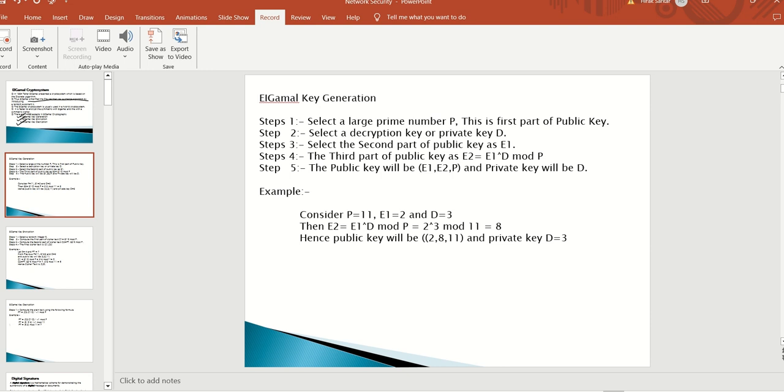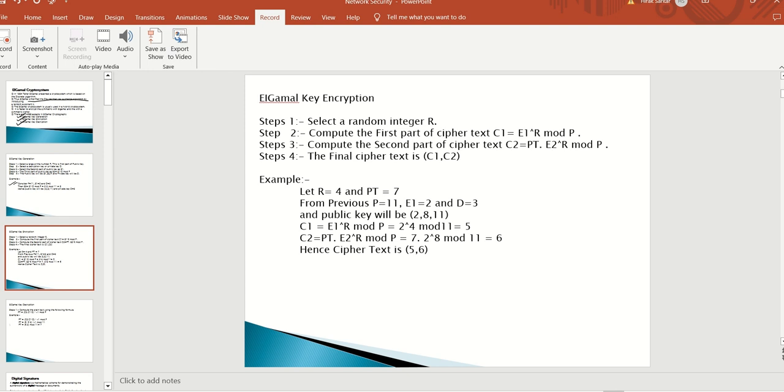There is one example shown here. We will do it together, so you don't need to worry. Then we have encryption. We have a specific algorithm, and there are certain things you need to remember. C1, ciphertext 1, is equal to E1 to the power R mod P. Ciphertext 2 is equal to PT into E2 to the power R mod P. The final ciphertext is C1 and C2.